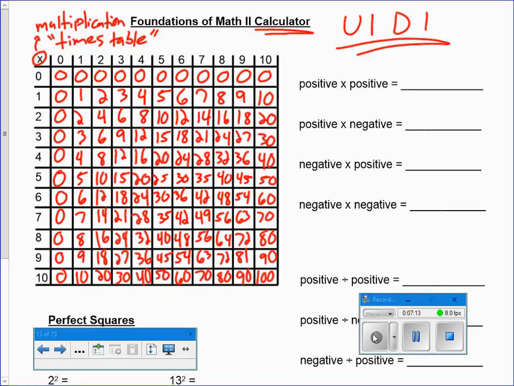We'll work with bigger numbers in this class, but every number you work with, you can break down to numbers that are on this times table. So you can always refer back to this, to make sure you're doing your multiplication correctly.